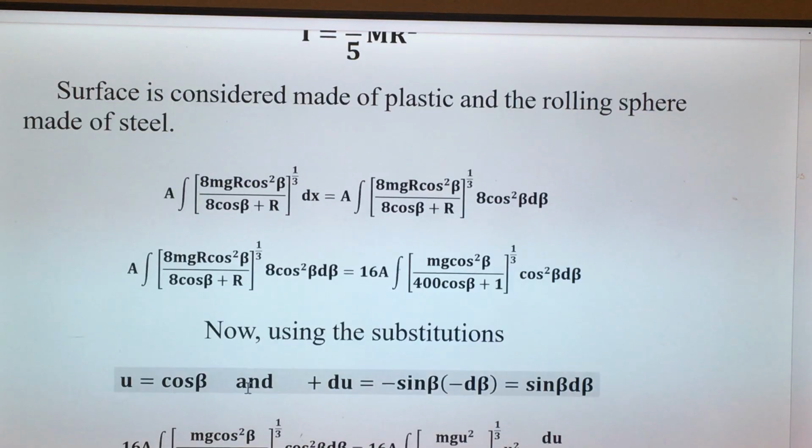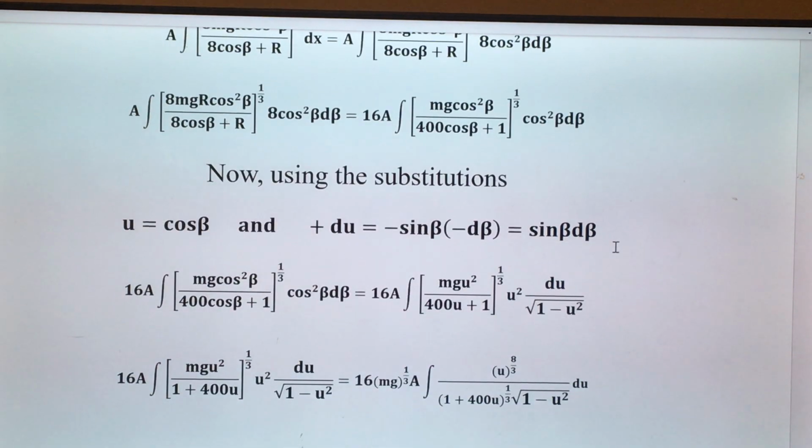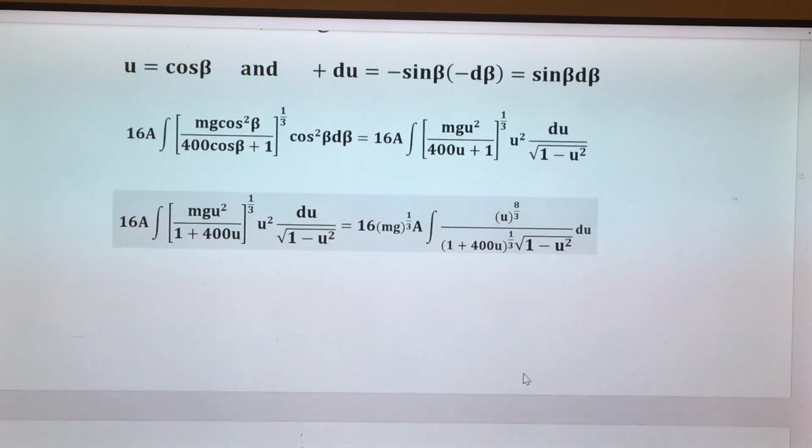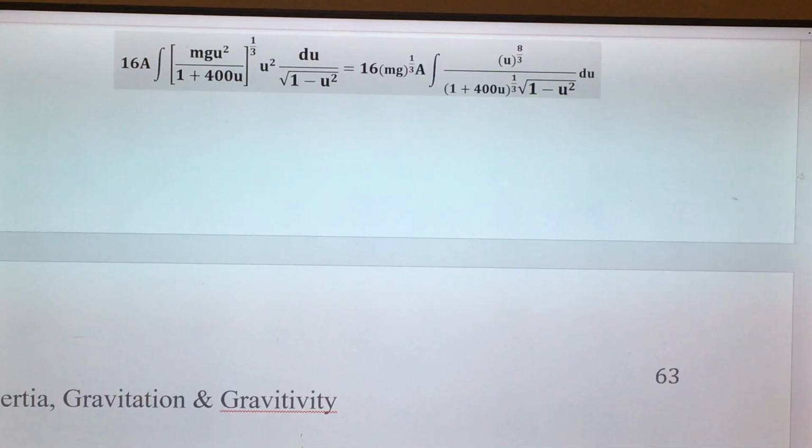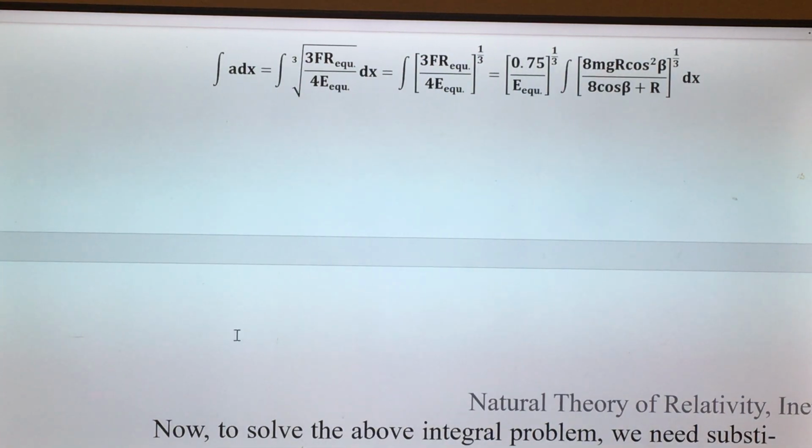Now using the substitution, u is equal to cos beta and du is equal to minus sin beta d beta. Sign again, guys, over and over again. Minus sin beta d beta. Okay, so this is an exercise, homework, guys. So this is your homework too.